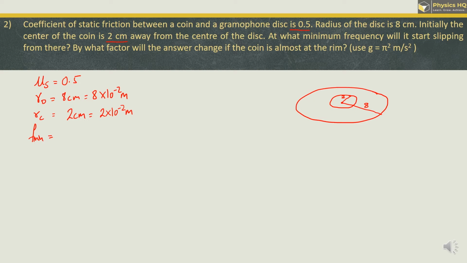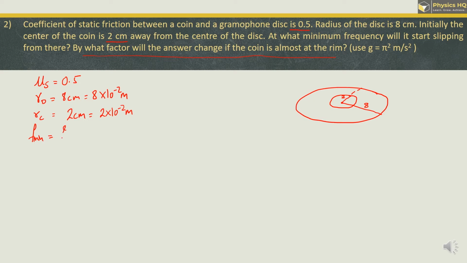So we need to find that frequency for which this centrifugal force will be more than the frictional force which is holding it there. There is a second part of the question: by what factor will the answer change if the coin is almost at the rim? When the coin is almost at the rim, it means the distance is equal to 8 cm. So we will calculate for it.